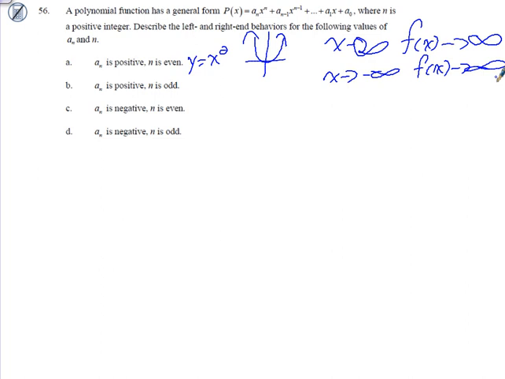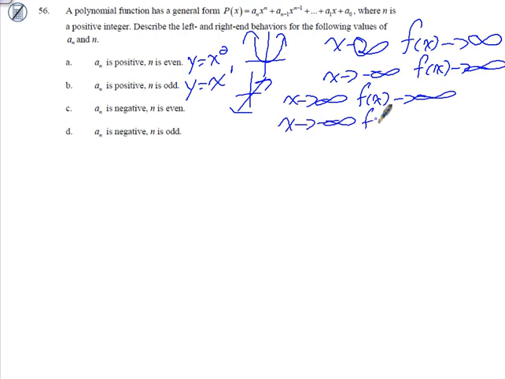Alright? If a is positive and n is odd, I like to look at the graph of y equals x, because that's nice and simple. So we have something like this. So as x goes to infinity, we can see f of x also goes to infinity. And as x goes to negative infinity, f of x also goes to negative infinity.